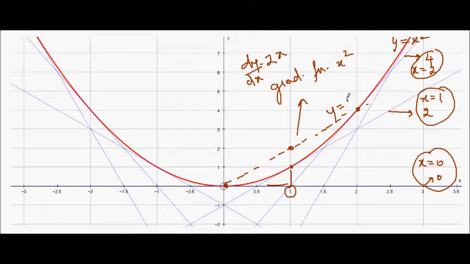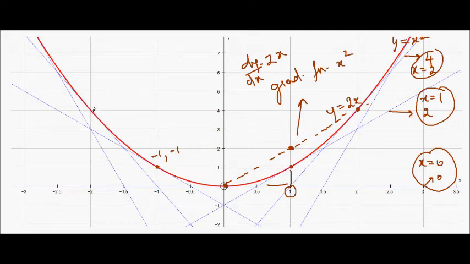What happens to the other side of the curve, that is on the negative side? We have this point, negative 1 comma 1, and you can see the tangent through that point. So at negative 1, the slope is negative 2, because it's on the other side.